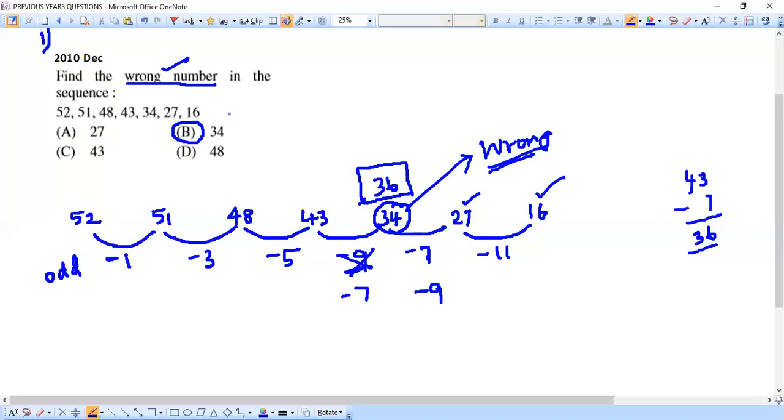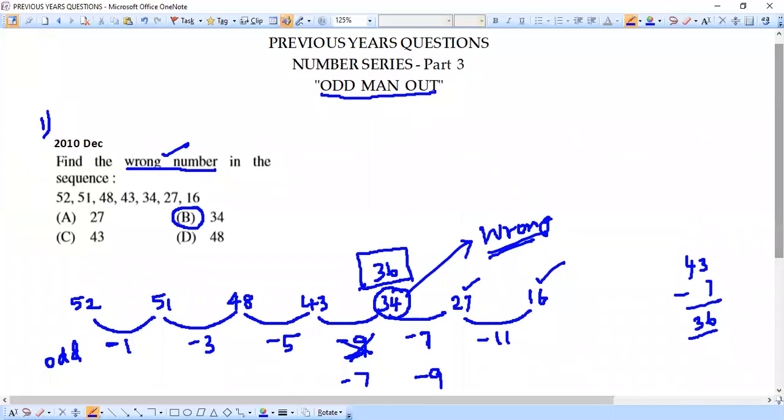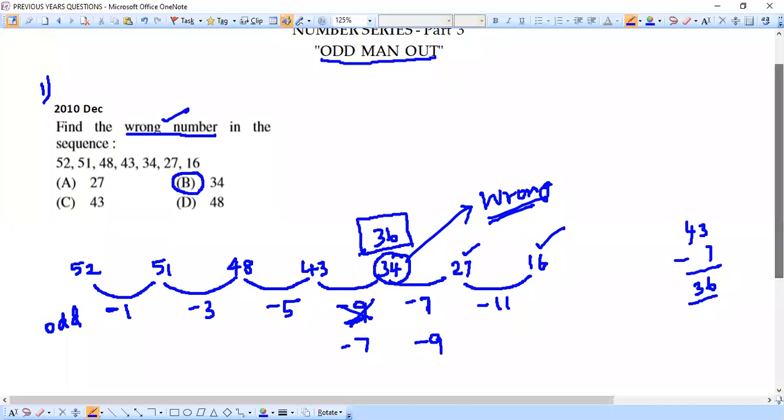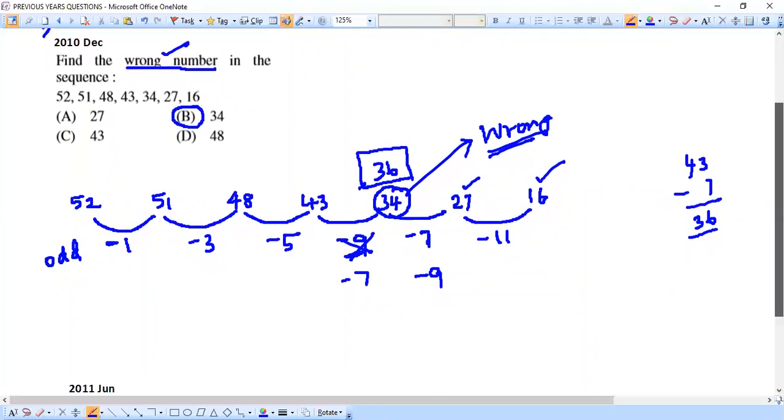Fine. I think now you are able to get an approach to solve questions from this odd man out. Odd man out is nothing but pick the number which is oddly present. Pick the term which is oddly present. That is what is odd man out. Or it can even be asked like this: find the wrong number in this sequence. I think this is how you approach and then get the answer. Fine. Now we'll move on to the next question.